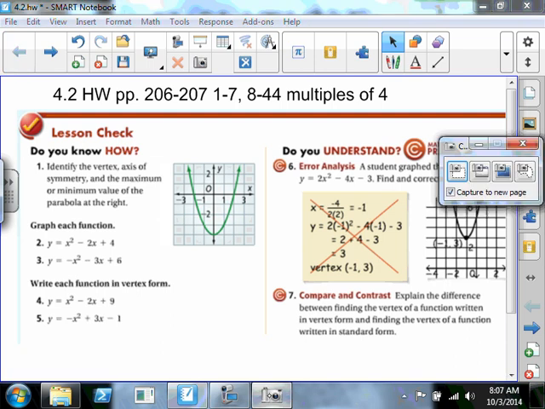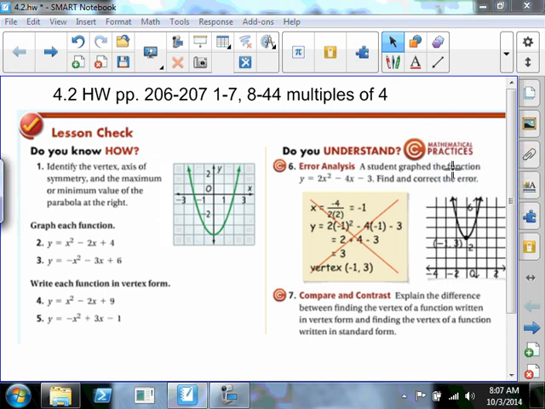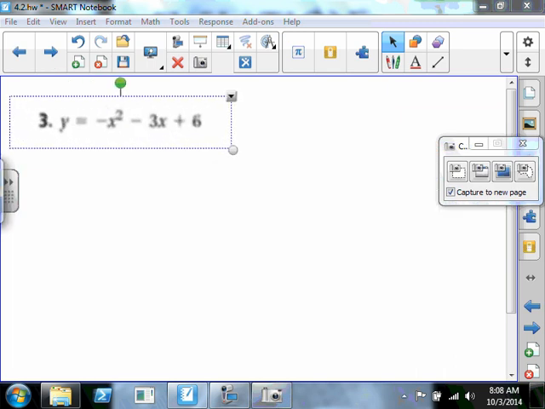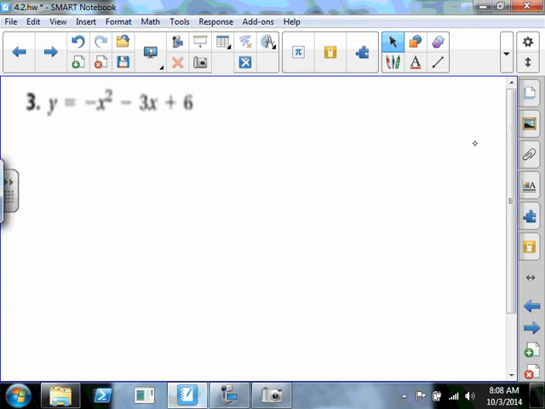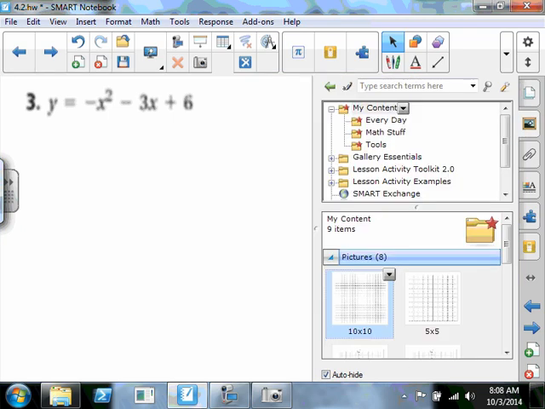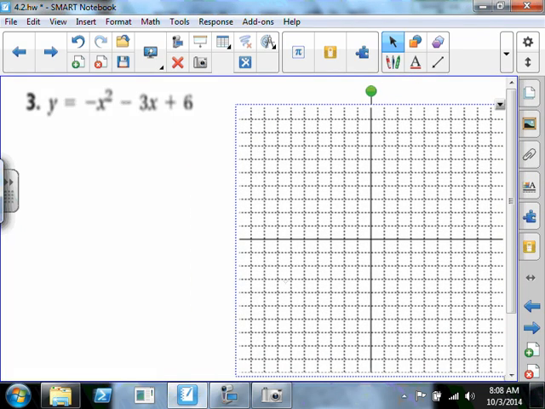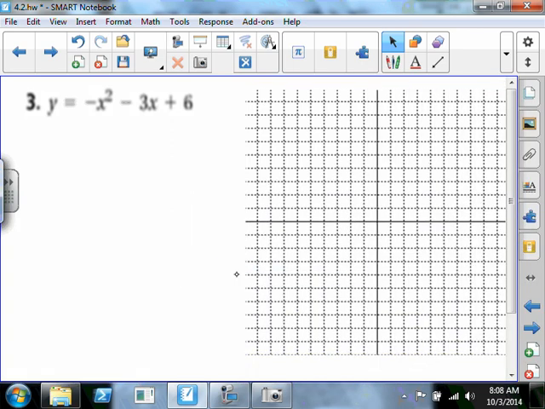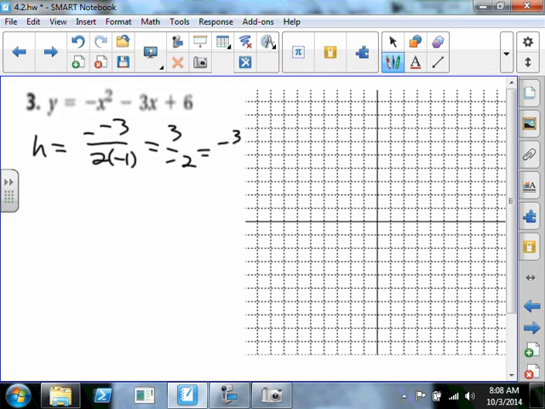Now I'm going to be honest with you on number 3. They want you to graph this one, and this one's going to be a lot more difficult. Why? Because when you find the vertex, it's not going to be integer values, at least the x-coordinate from what I could tell so far. When I find the vertex here, I'm going to get the opposite of negative 3 over 2 times negative 1. So I get 3 over negative 2, so that's negative 3 halves.